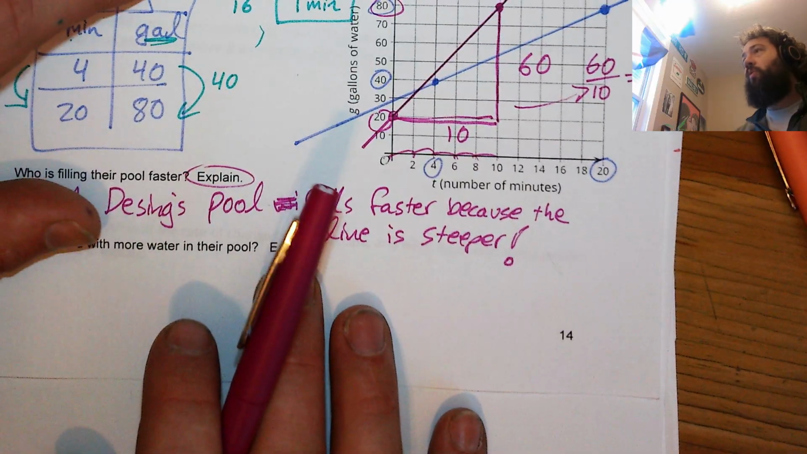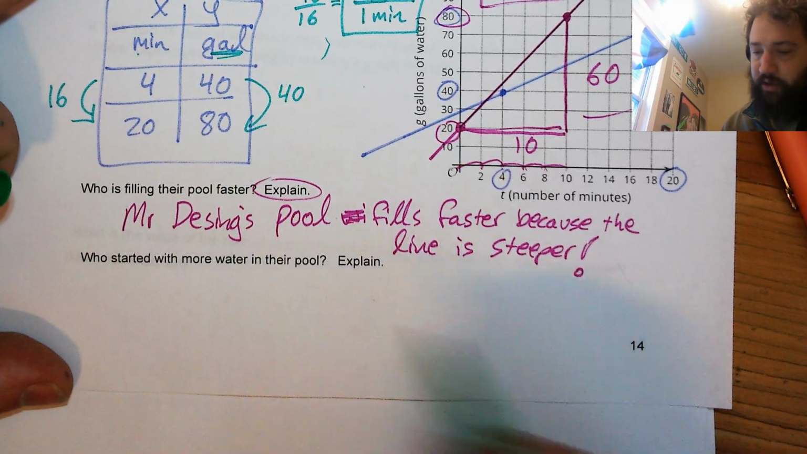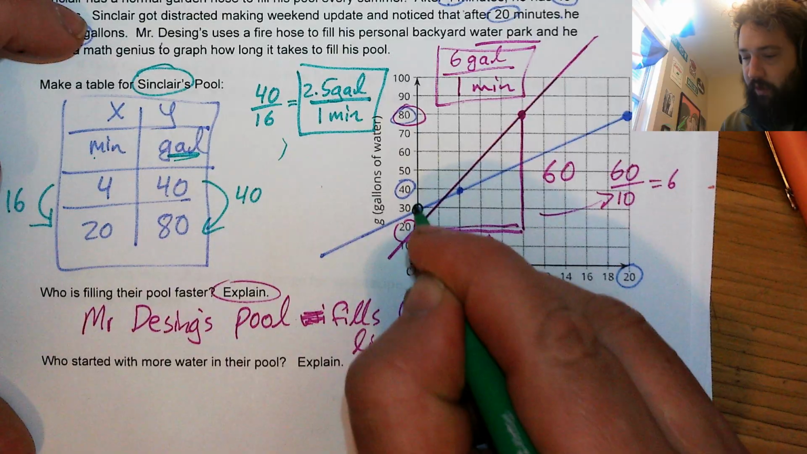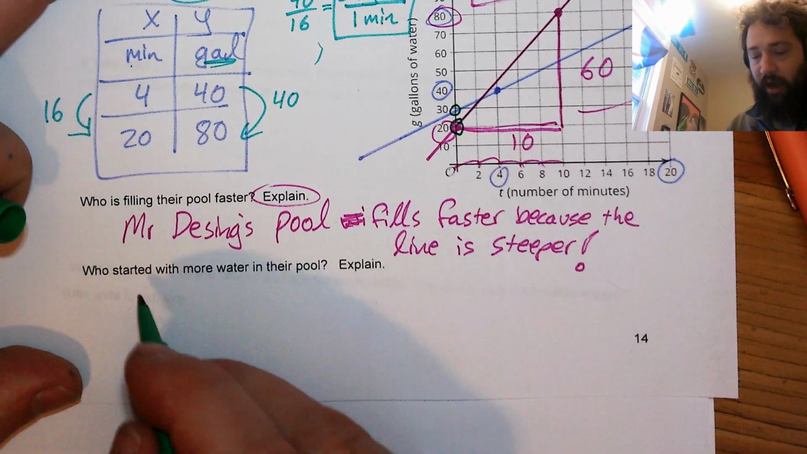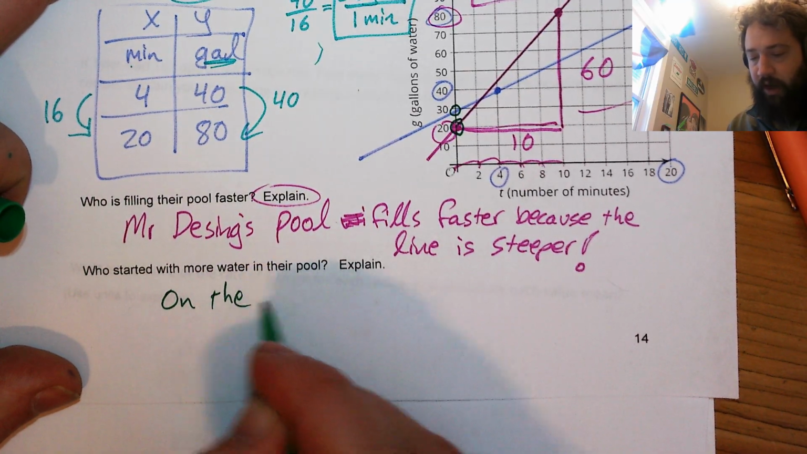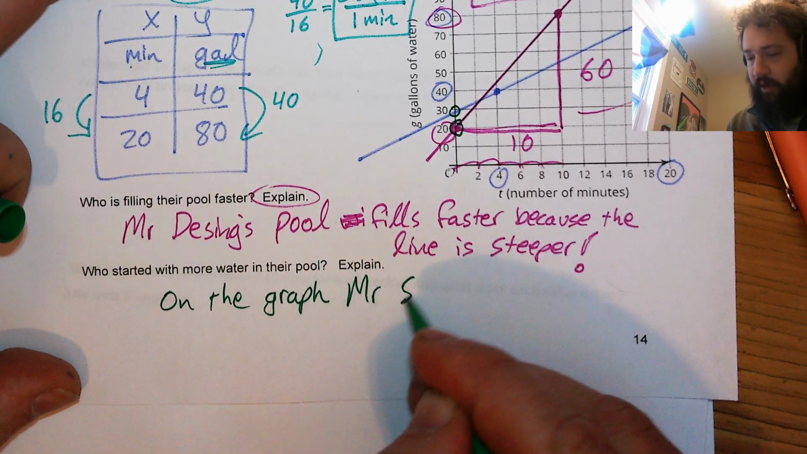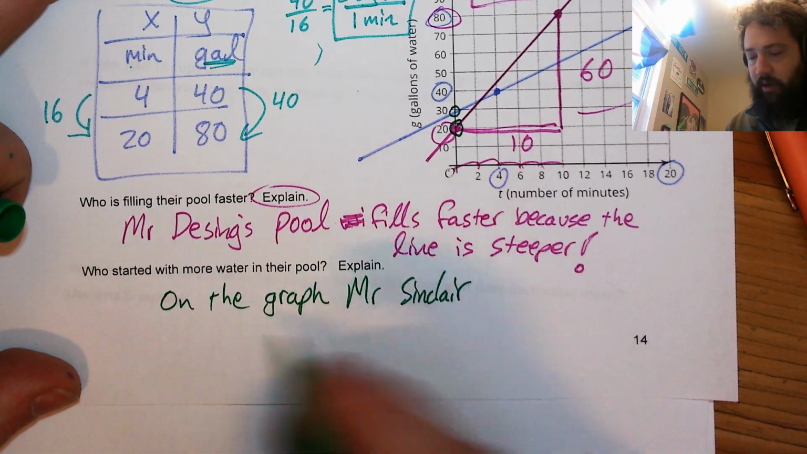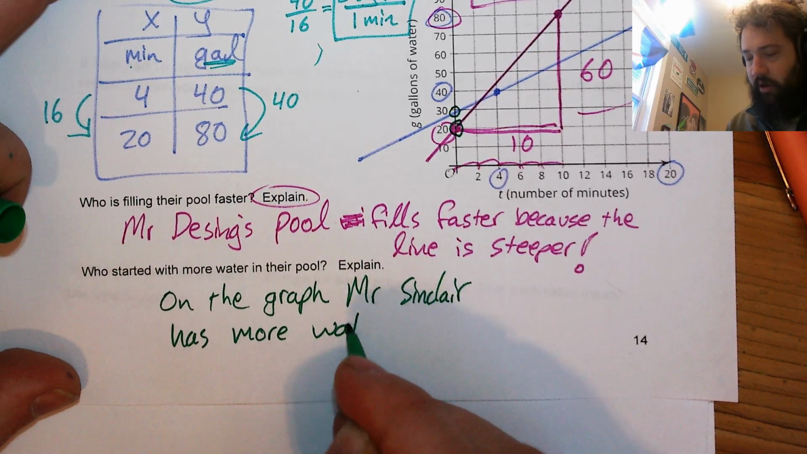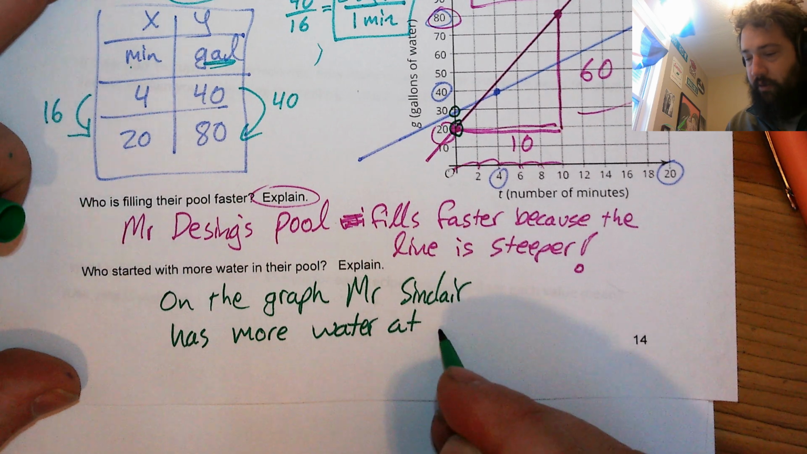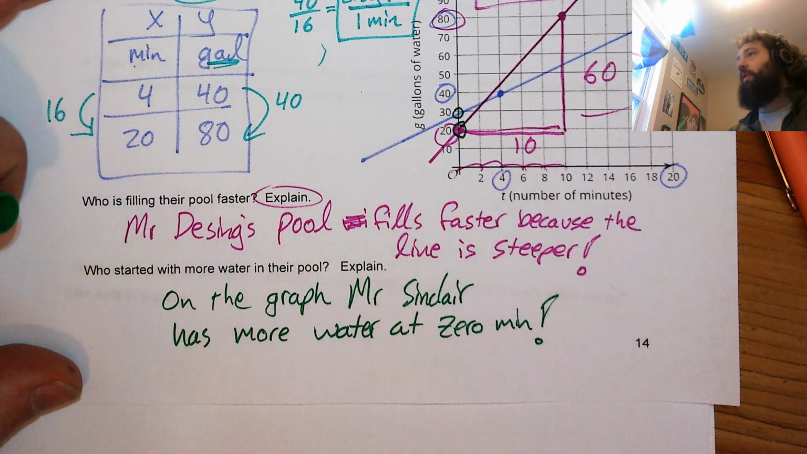Who started with more water in their pool? Well, the easiest way to do this one is to just look at the graph. So this is higher than this. This is the two starting marks. So according to the graph, Mr. Sinclair has more water at 0 minutes. All right, hopefully that helps.